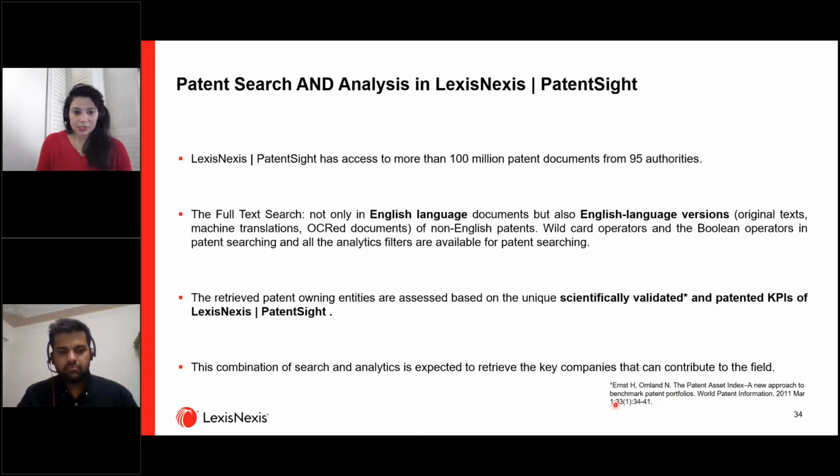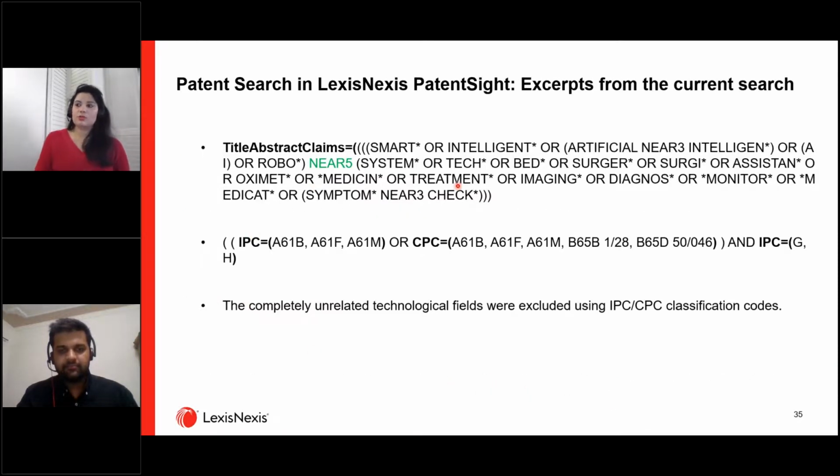This is a paper where it was published. Regarding the search syntax, I don't want to claim that this is the entire thing. The search syntax itself covers 6 to 7 pages in Word, but these are excerpts from it. So you have smart, intelligent, near, system, tech, bed, surgery, imaging, and symptom near check, as well as IPC related to medical health, with an AND operator on G and H. G is for physics, H is for electronics. So this is how we generated the search syntax.